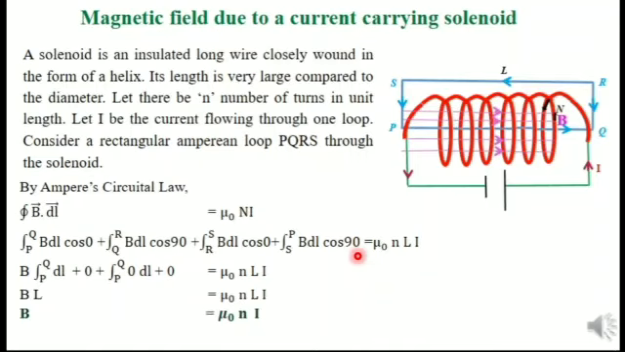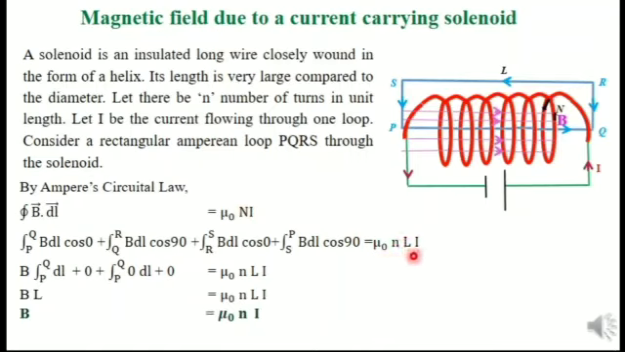Since capital letter N means the total number of turns of the solenoid, it is replaced by number of turns per unit length of the solenoid, small letter n, into total length of the solenoid, which is L. So right side becomes mu 0 n L I.